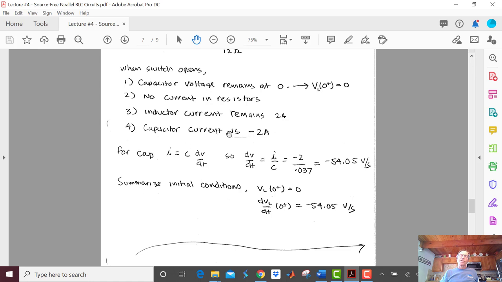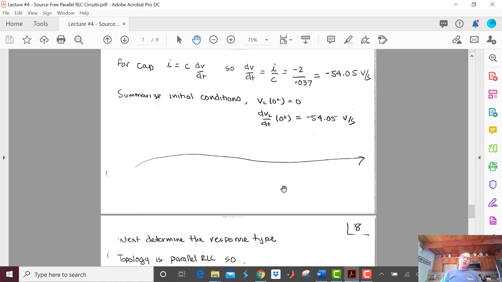So capacitor current is minus 2 amps. I is equal to C dV/dt, so dV/dt is equal to I over C, is 2 over 0.037, is minus 54.05 volts per second. In the last problem, I put a box around these. Here I just summarize them. The voltage across the inductor is the same as the capacitor, right? Voltage at 0+ is 0. dV/dt at 0+ is minus 54.05 volts per second.